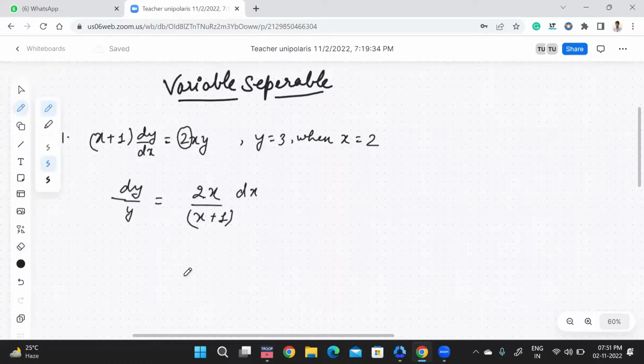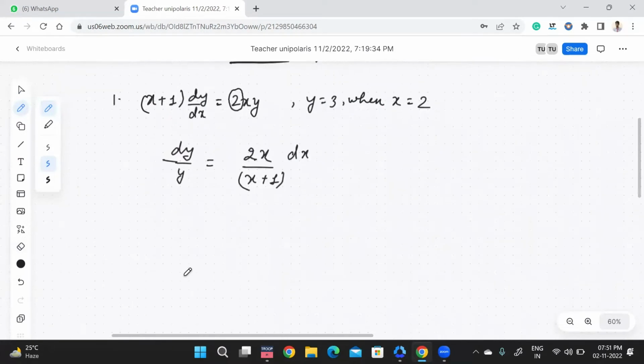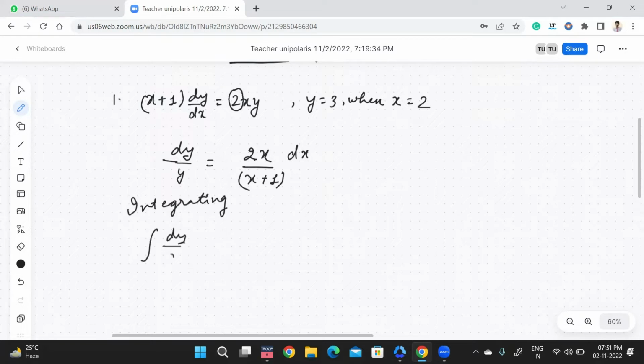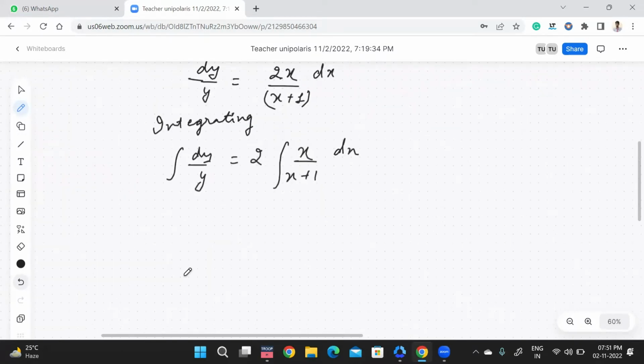Okay, so we have now separated the variables. You can see that the y variables are on the left side and the x variables on the right side. Now we just have to integrate both sides. Integrating dy over y, and here we can take 2 outside and integrate x over x plus 1 dx. On the left side, we'll get log y, since the integral of 1 upon y is log y.